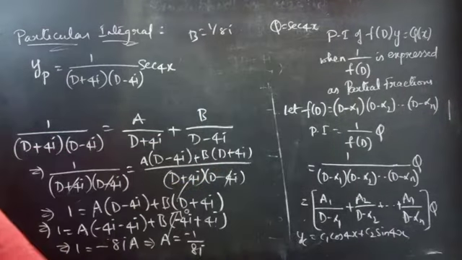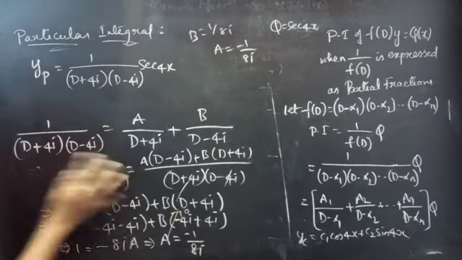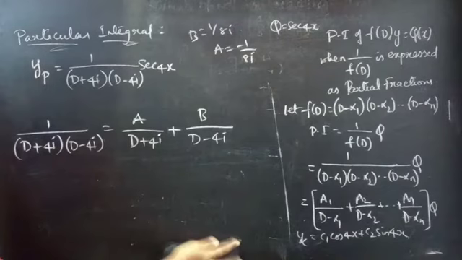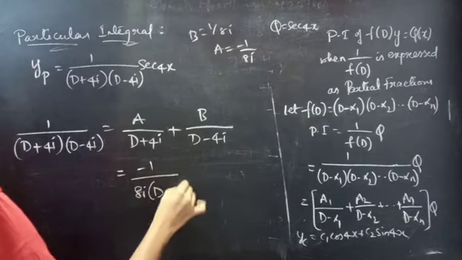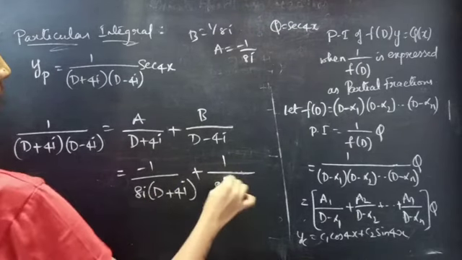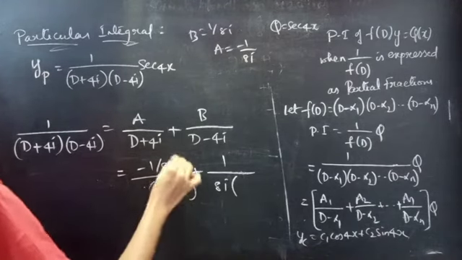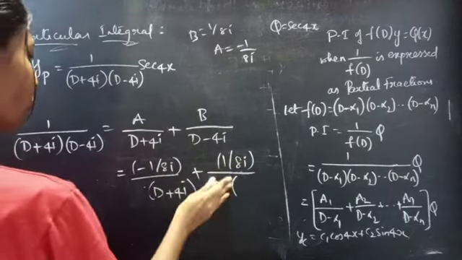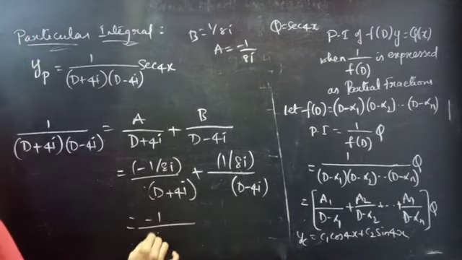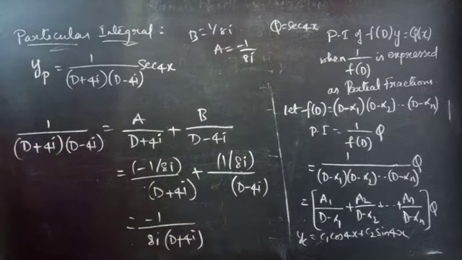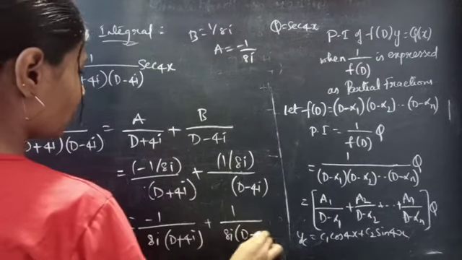Yeah. So you got the A, B values. Now, you can substitute the A, B values in this. Then you'll get minus 1 by 8i into D plus 4i plus B, 1 by 8i into, you can just write in the numerator firstly, so that you won't get confused, right? Which equals minus 1 by 8i into D plus 4i plus 1 by 8i into D minus 4i.